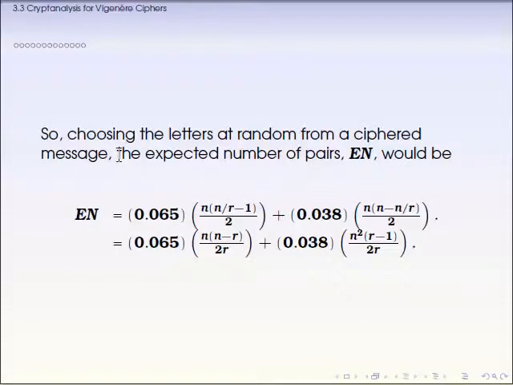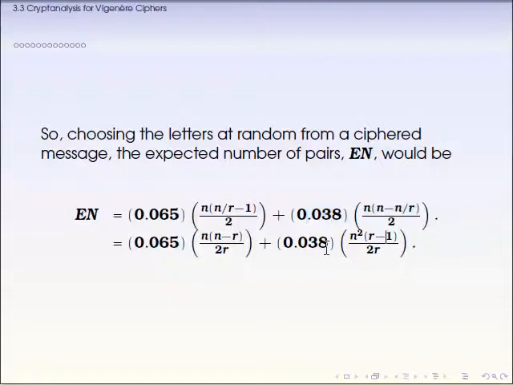So what is going to be the expected number of pairs for the randomly chosen one from the same column? It is going to be like this, because it's monoalphabetic. But from the other cases, we have that coincidence, right? So the expected number of pairs should be the sum of this one and that one, right?